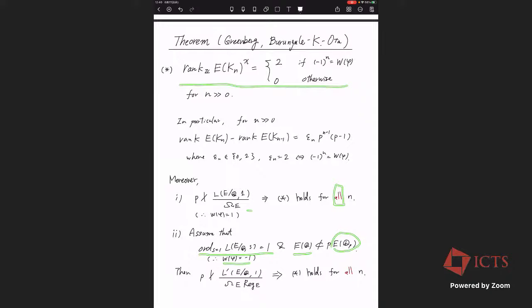Under such assumption, and now we assume p does not divide the special value of the leading term of the L-value, so the derivative of the L-value in this case, then we also have that this holds for all n. So in this setting, we can completely control the behavior of rank along the anticyclotomic tower.